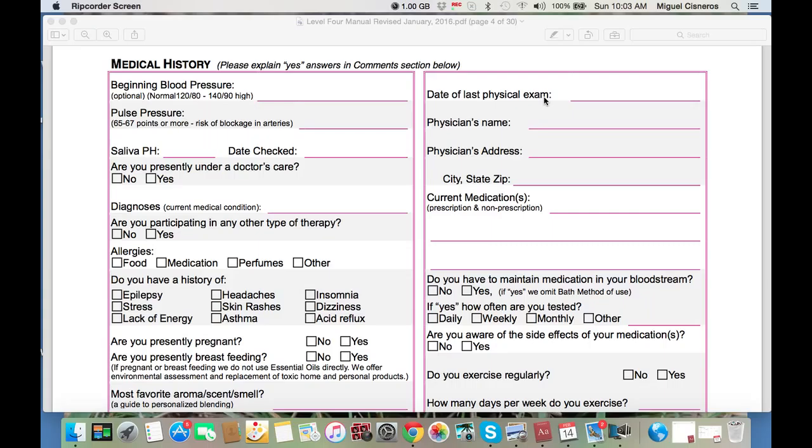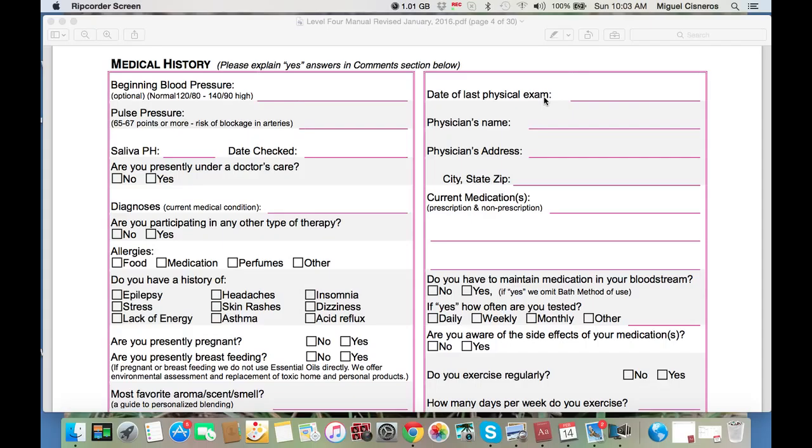The German Commission E mentions that eucalyptus has an enzyme. We covered this in level 2, that it begins to detoxify the liver and take away the medication that needs to be in their bloodstream. But we omit all bath methods with any essential oil if they have to maintain a certain amount of medication in the bloodstream. Then, of course, if yes, how often?